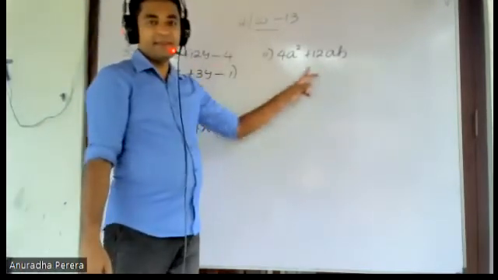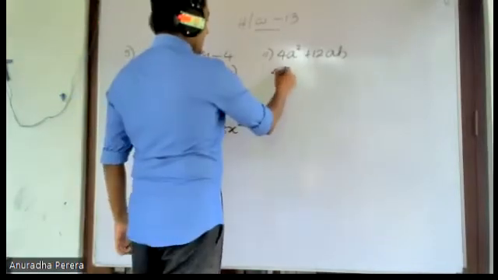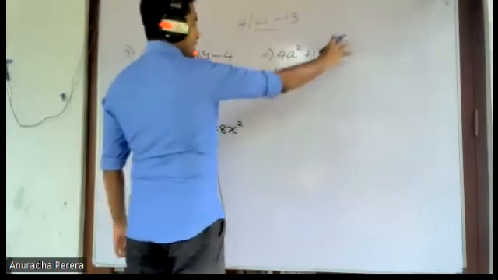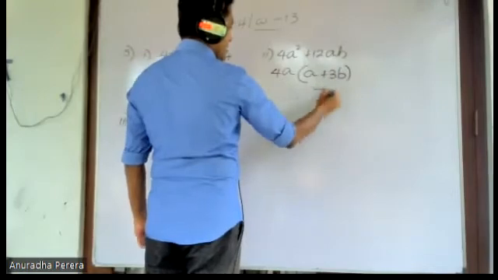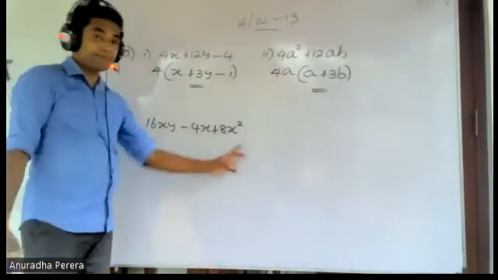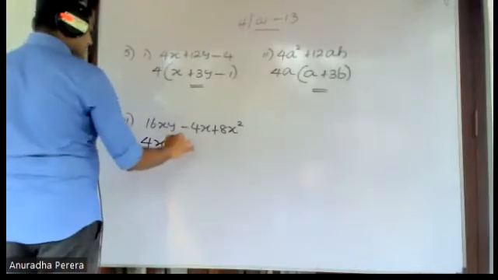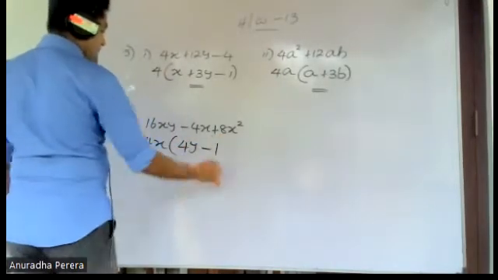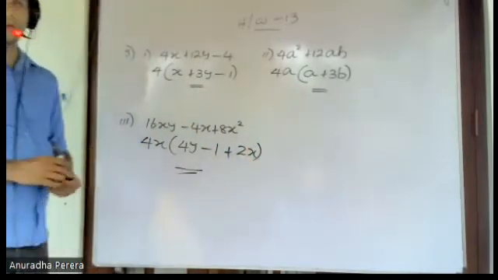The second one. What is the HCF? 4a. Then dividing 4a squared by 4a, and 12ab by 4a, gives plus 3b. Next one. HCF 4x. Divide 16xy by 4x, 4y. Then minus 1, plus 2x. Yes, very good.